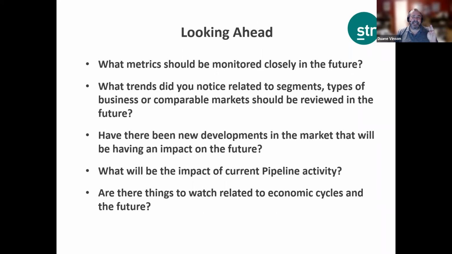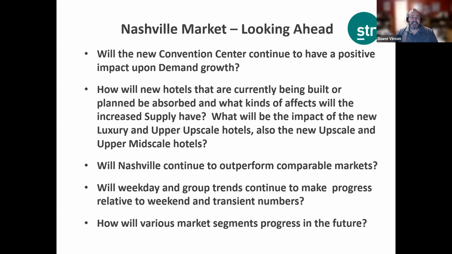Looking ahead, this is your third slide in this component. What metrics should be monitored closely in the future? What trends did you notice related to segments, types of business, or comparable markets that should be reviewed in the future? Have there been new developments in the market that will have an impact on the future? What will be the impact of current pipeline activity? And are there things to watch related to different economic cycles in the future? So based upon our analysis, some of our findings, are there things that we just need to continue to monitor? And here's an example and some questions based on the Nashville market.